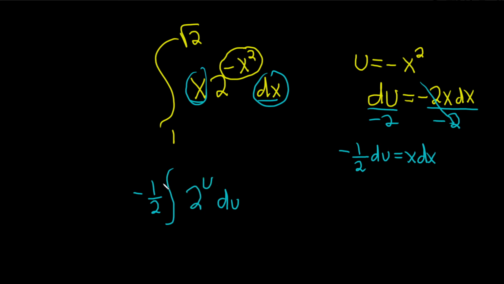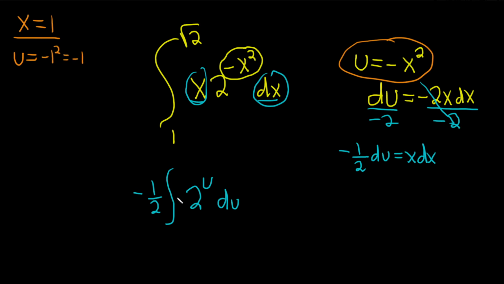So all that's left now are the limits of integration. So I'm going to do those over here on the left. You see, these are x values. We need to be dealing with u values because we've changed everything to u. So what we're going to do is use this. So when x is 1, let's do the lower limit of integration, u is equal to, so you just plug it into this here. So it'll be negative 1 squared, which is negative 1. So the lower limit becomes negative 1.